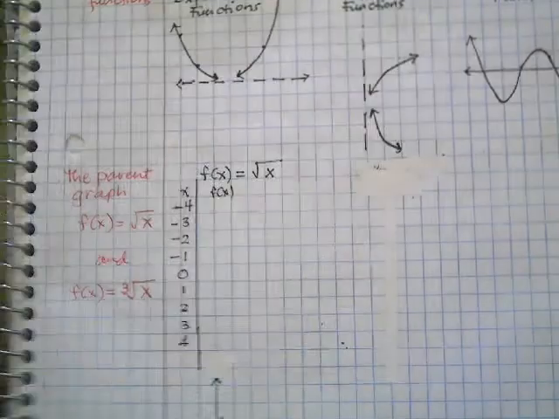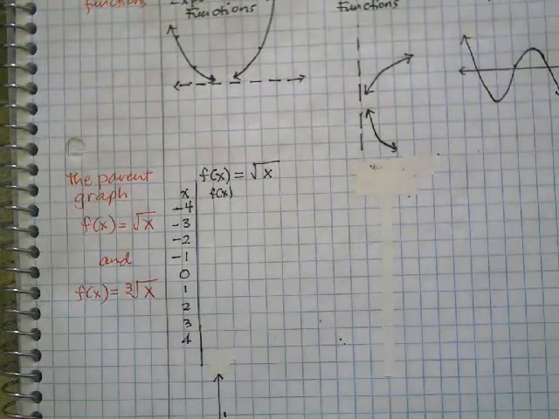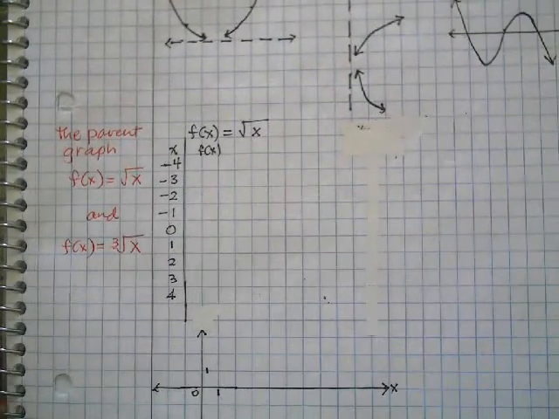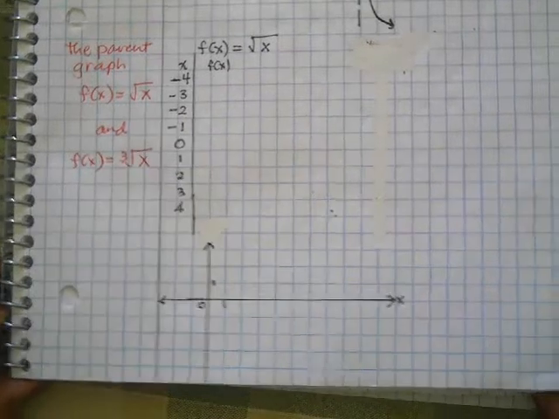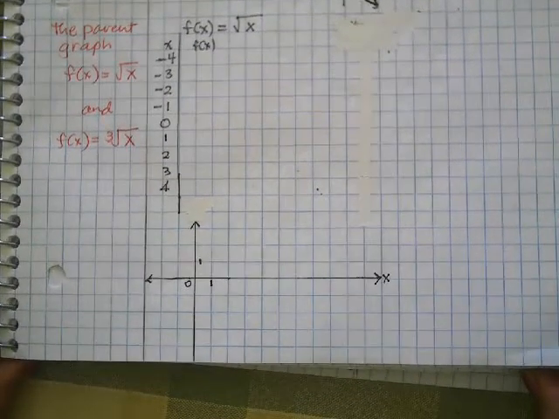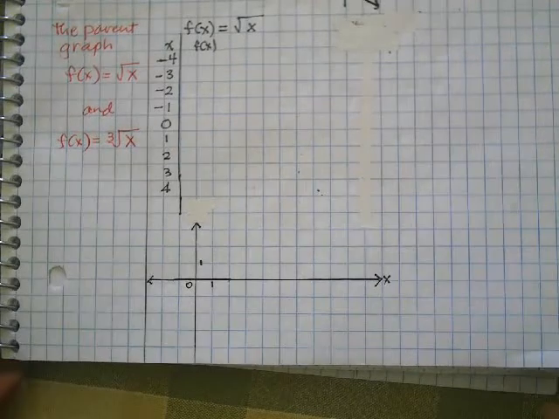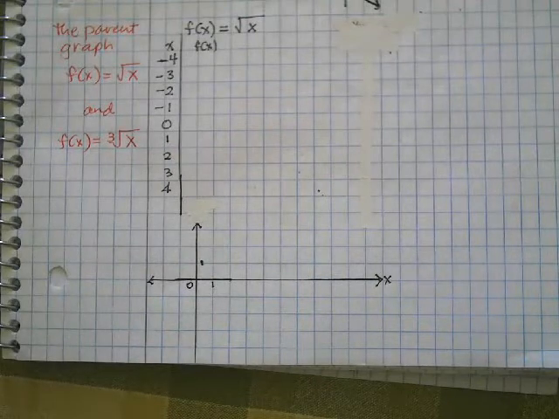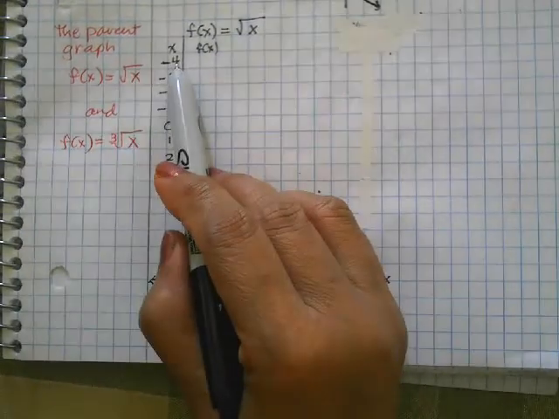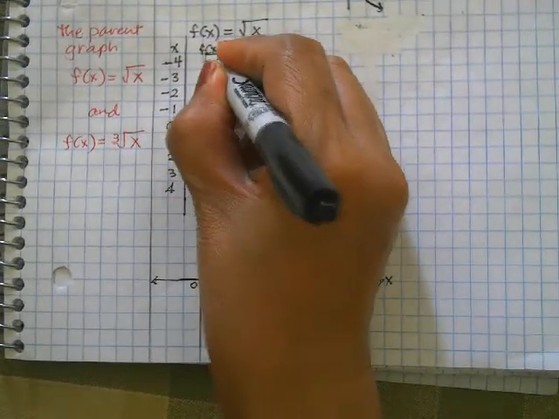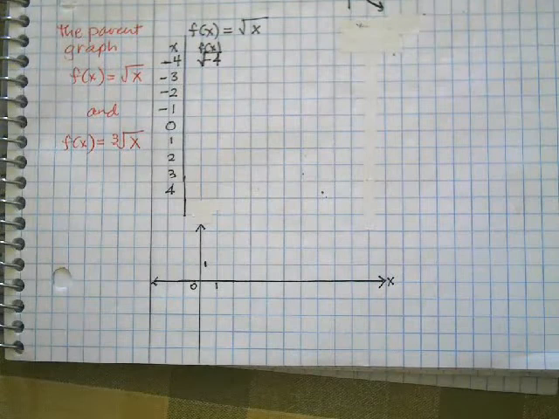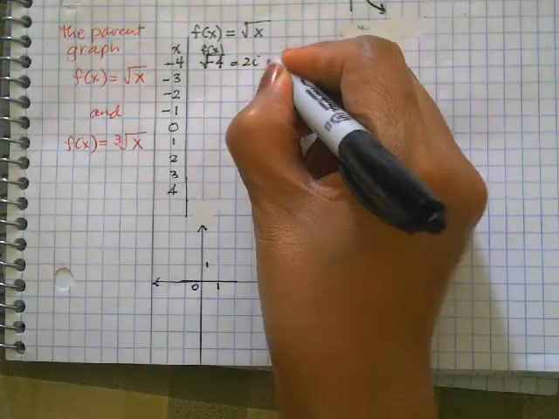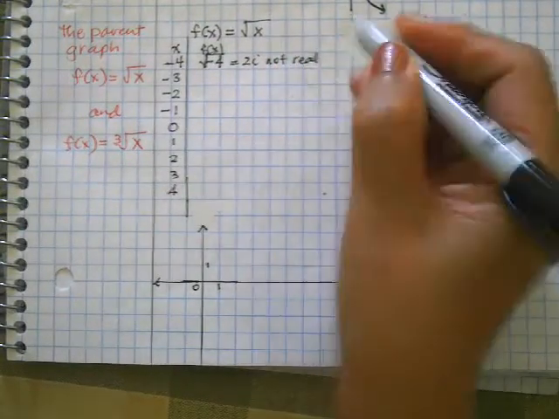So let's study the parent graph first. The parent graph of the square root is f of x equals square root of x, the square root function. Let's do our x and y table first until we know the shape of our graph. Then we will learn how to transform them. So let's give any values for x and see if they fit our function. If we substitute -4, the square root of -4 is 2i, which is not real. We cannot graph that.